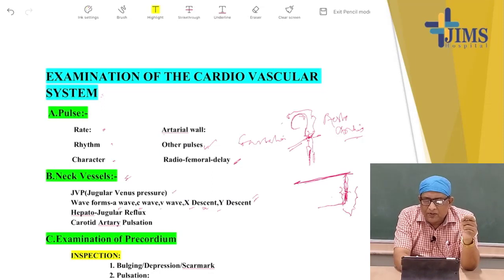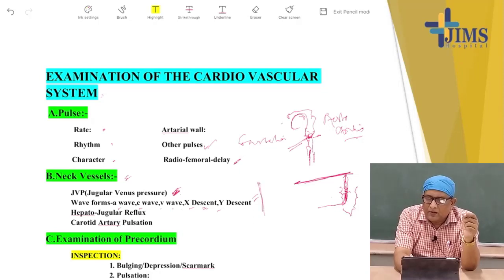JVP may be raised in some conditions, particularly if there is overhydration, heart failure, right heart failure, or constrictive pericarditis. It may be non-pulsatile also in superior mediastinal syndrome or like that. So jugular venous pressure and waveforms should be looked into in a very meticulous way.